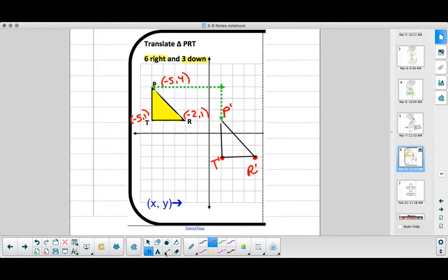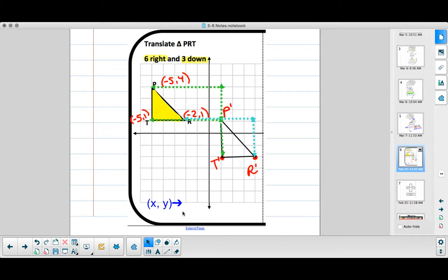So point T, we're going to, again, count 6 to the right. So 1, 2, 3, 4, 5, 6, and then 1, 2, 3 down. And now we have point T prime. And then I'm just going to change colors so you could see it a little better. For R, it was here. So we're going to go 1, 2, 3, 4, 5, 6 to the right, and then 1, 2, 3 down. And that's our new triangle.